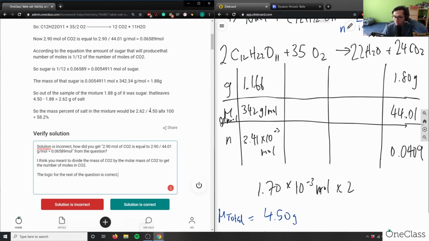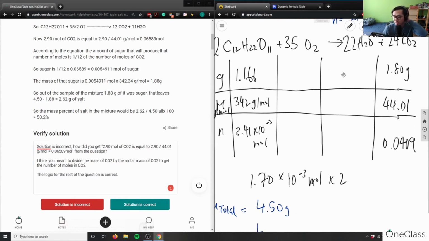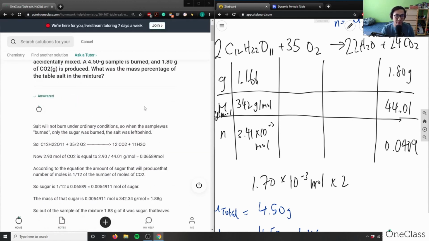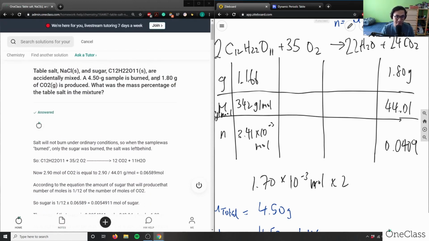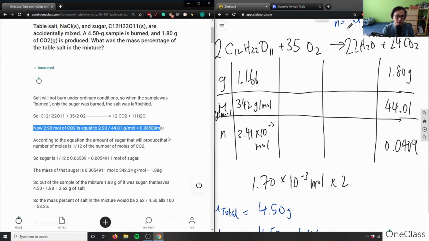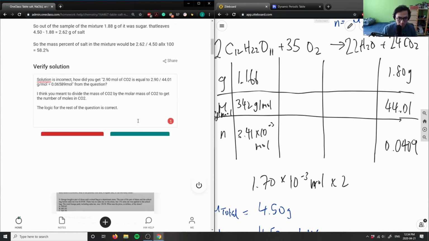So again, this question is incorrect because I solved this problem using the grams of CO2. I was given that in the first place. So 1.080 is grams of CO2, and I'm dividing that by 44.01 to get our moles here. And in this first problem, they already messed up here because this is 2.90 divided by 44.01. So this solution here is incorrect.